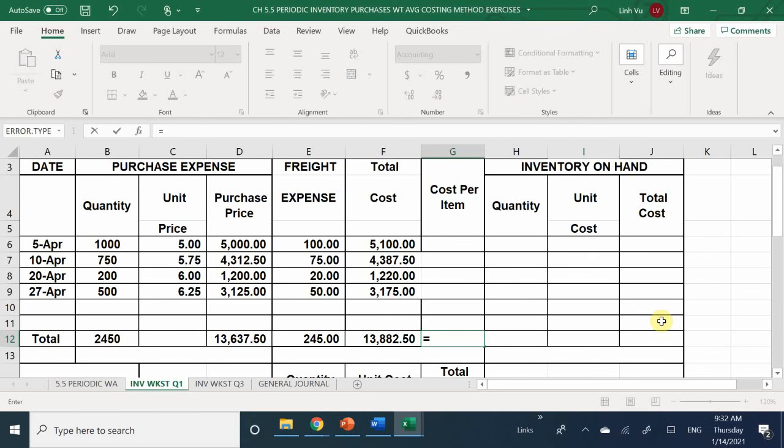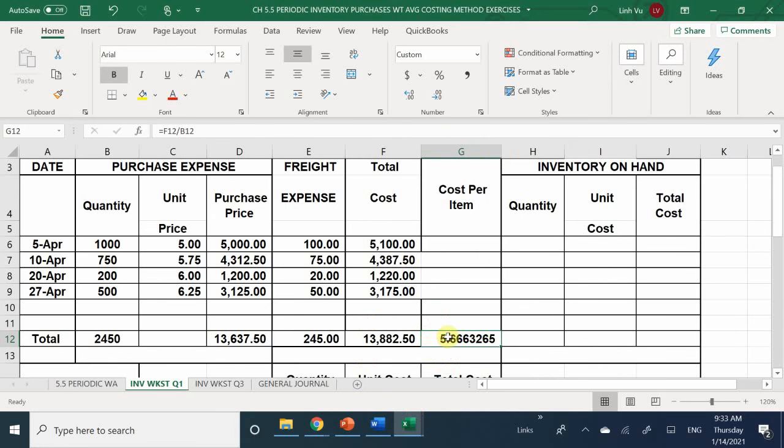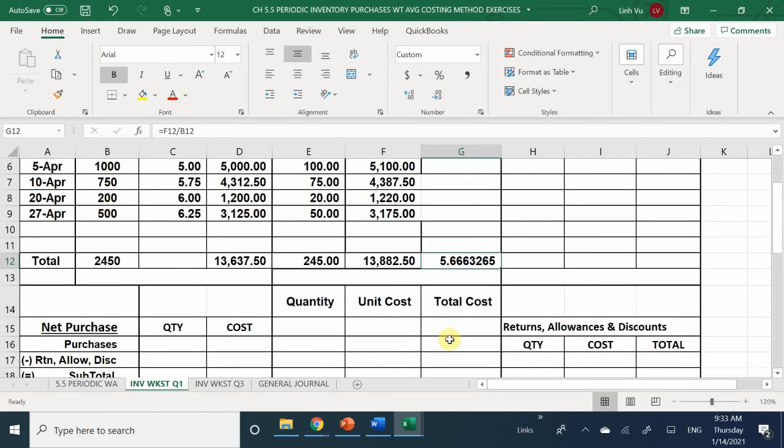And what is my formula for my average cost per item? 13,882.50 divided by 2,450. Yes. So we are taking our totals of everything and we're going to calculate this way. So if you could go ahead and see that my average cost is going to be 5.667663265. It's a long number. I'm going to leave it just like that in my window so that I know that when I do my average cost per item, then we got to figure out what happens when we need to start rounding.